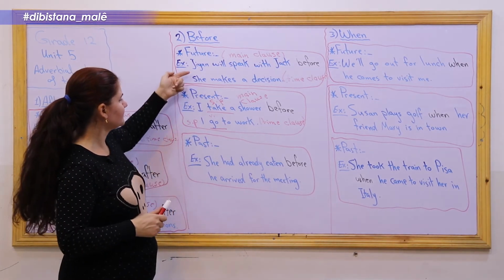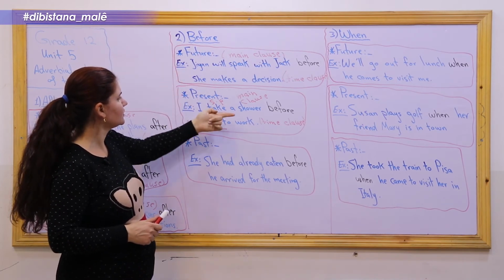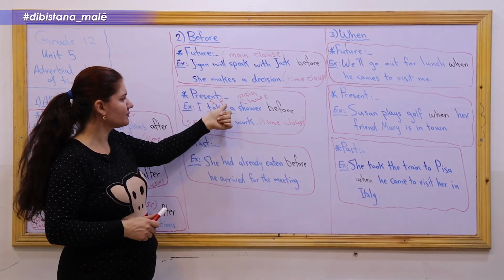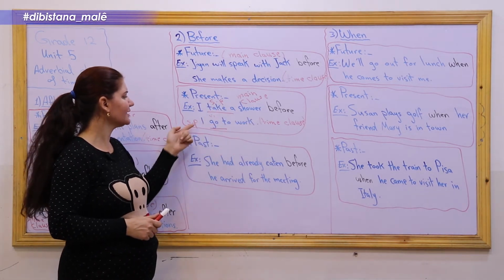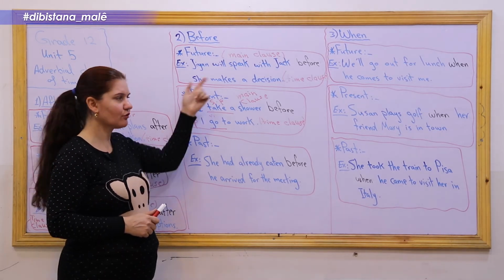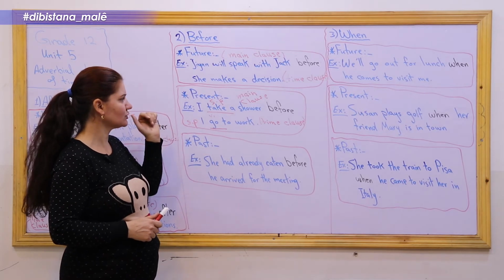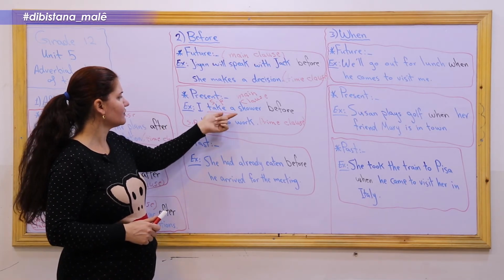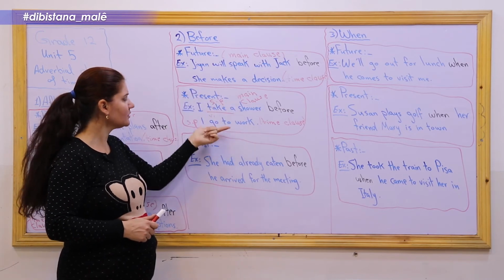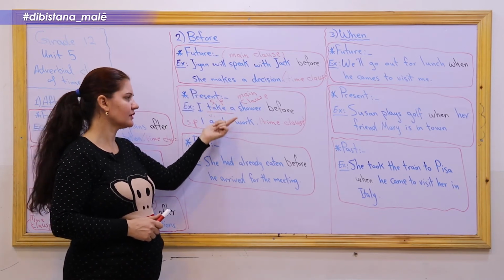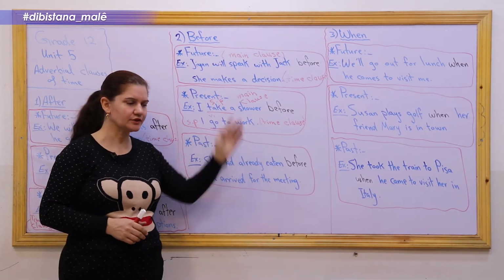And again, when we use before in the present, the main clause should be in the simple present, and the tense of the time clause, again, should be in the simple present. Both of them are in the simple present tense, but which happens first, as I told you. At first, I take a shower, so the main clause happens first, and then I go to work. That means the action in the time clause happens after it.